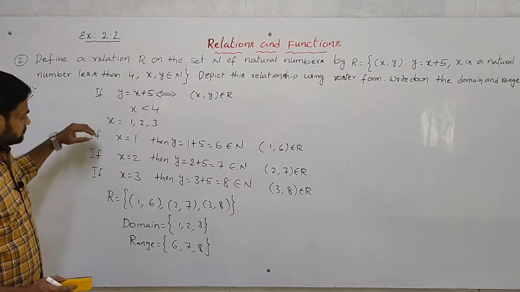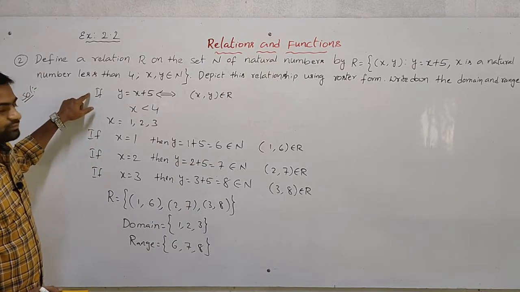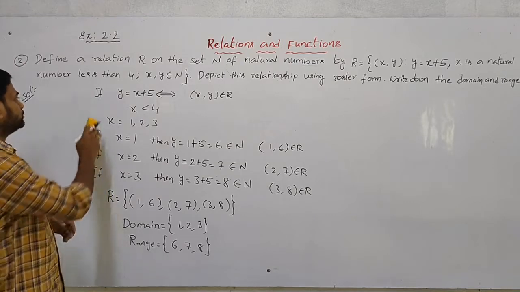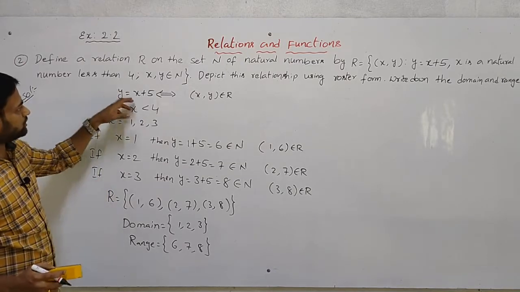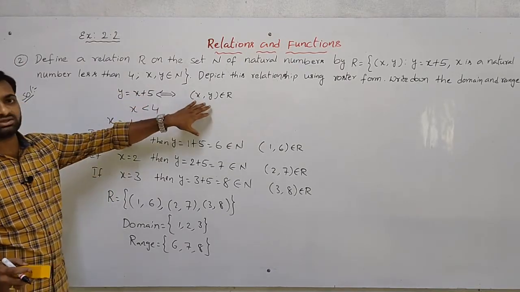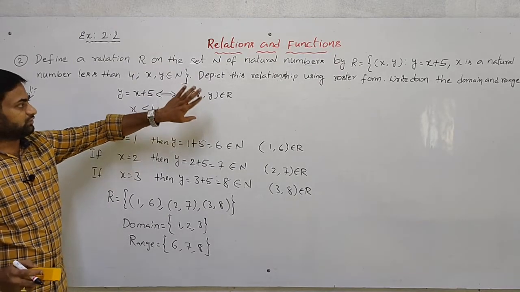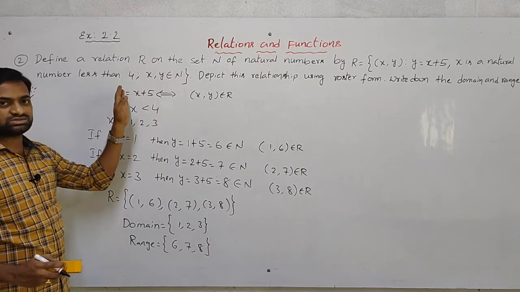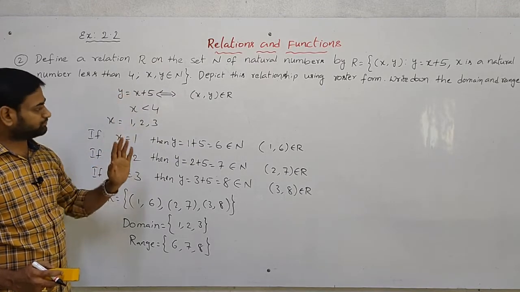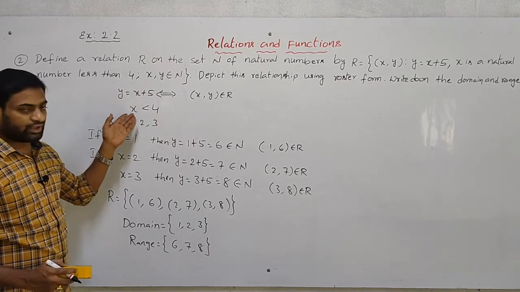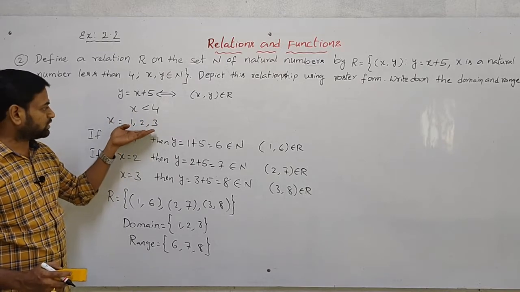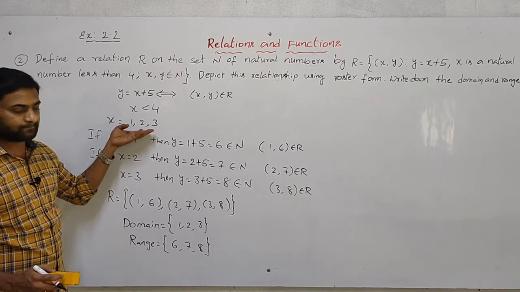So what is the condition here? A two-way condition is there. If y equal to x plus 5, then implies x comma y belongs to R. If x comma y belongs to R, then implies y equal to x plus 5. Now x values are less than 4. Less than 4 means 1, 2, 3, 4, so 1, 2, 3 only.